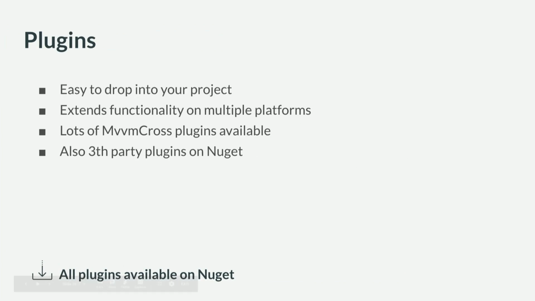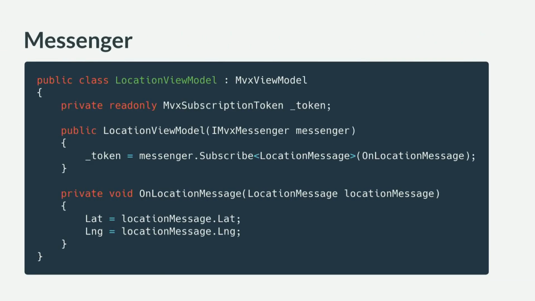MvvmCross has a plugin structure. So sometimes you want to extend to native platforms with certain functionality that's not available, and MvvmCross has a lot of plugins that make that possible. There's a bit of overlap at the moment with Xamarin Essentials, and I would say since that's supported by Microsoft, use Essentials where you can. But there's a couple things that's very useful in the plugins that we have, and one of them is the messenger. And the messenger is something that enables you to send different objects and messages from a view model to another one without that you need to navigate.